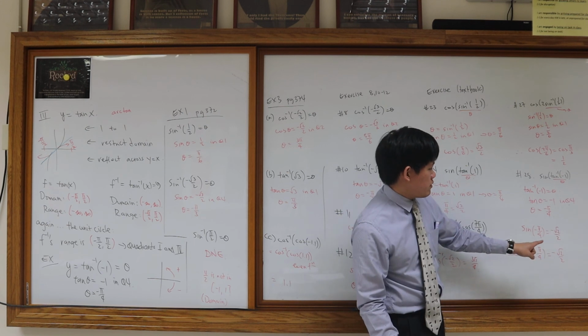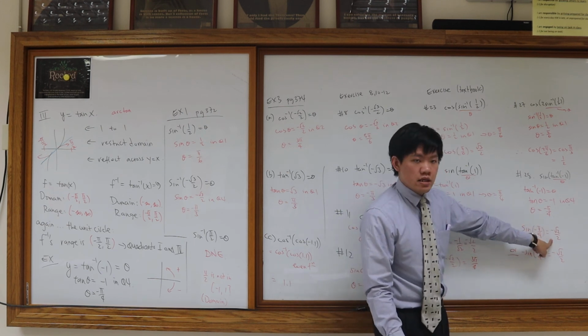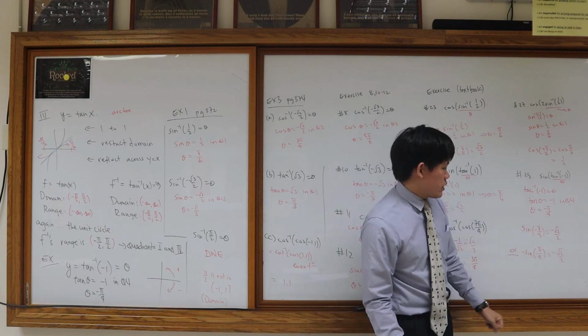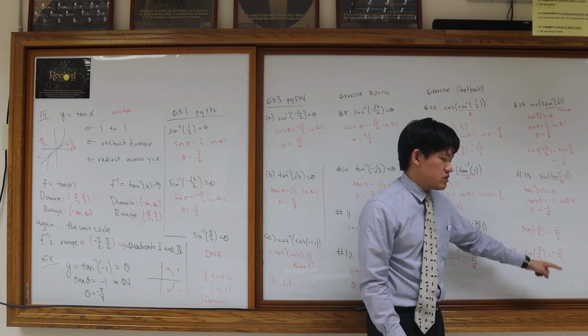That means we can rewrite everything as sine of -pi over 4 is equal to -√2 over 2. And we can take the negative out because sine is an odd function. Take it out and you have the same answer.